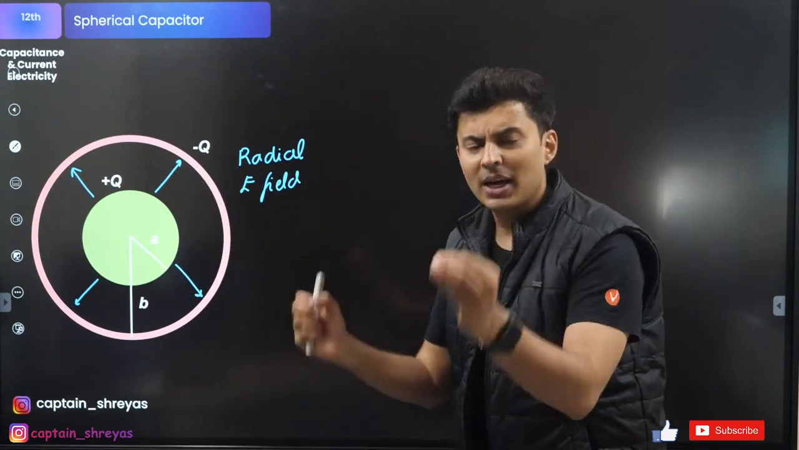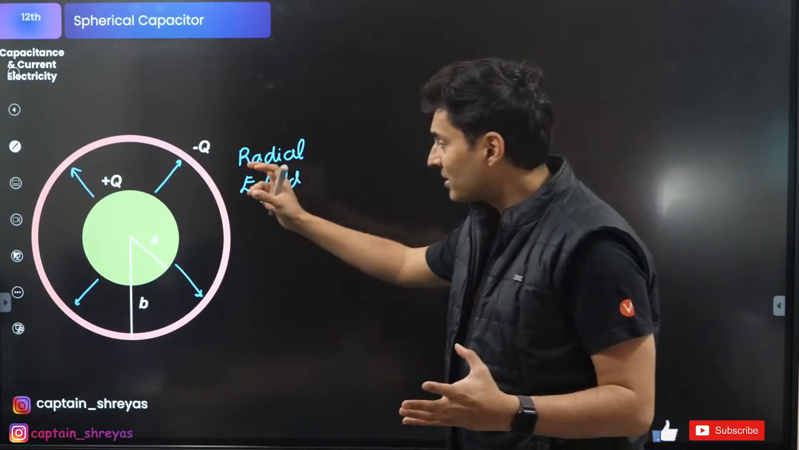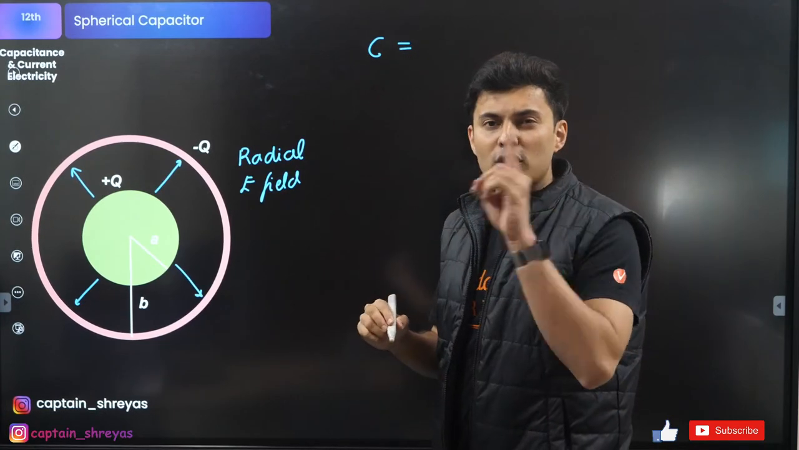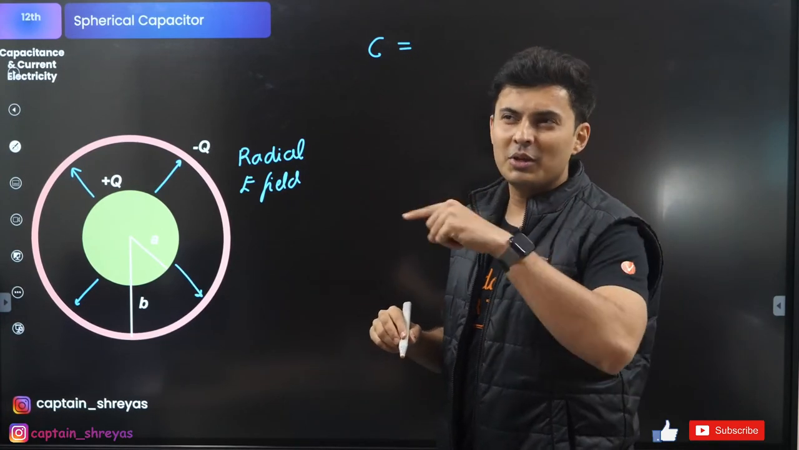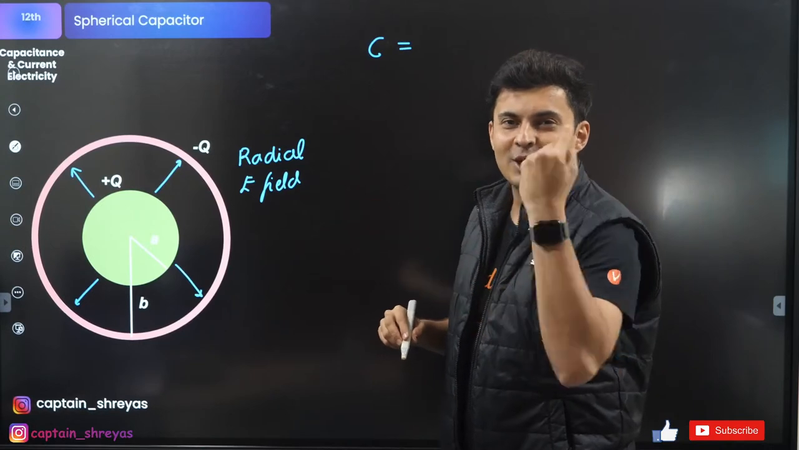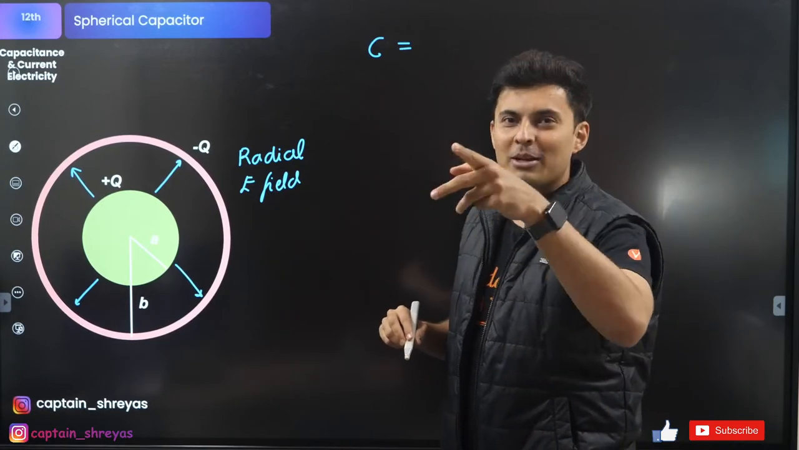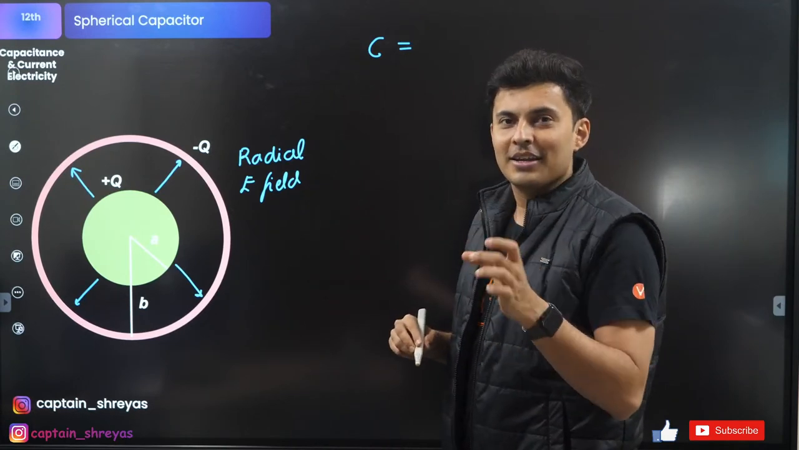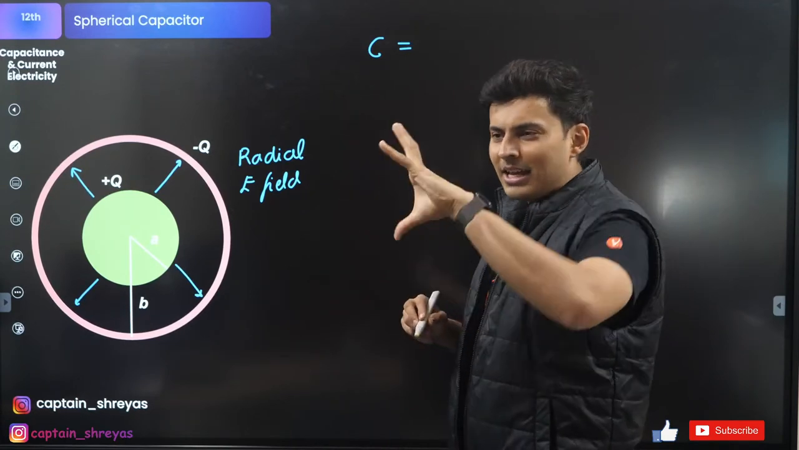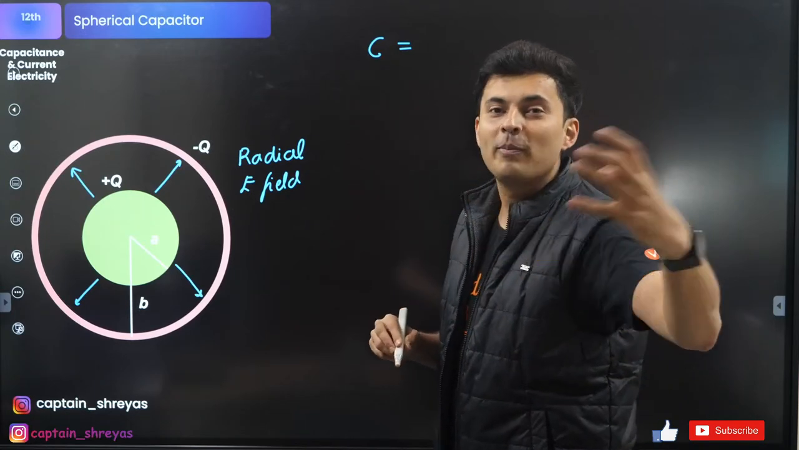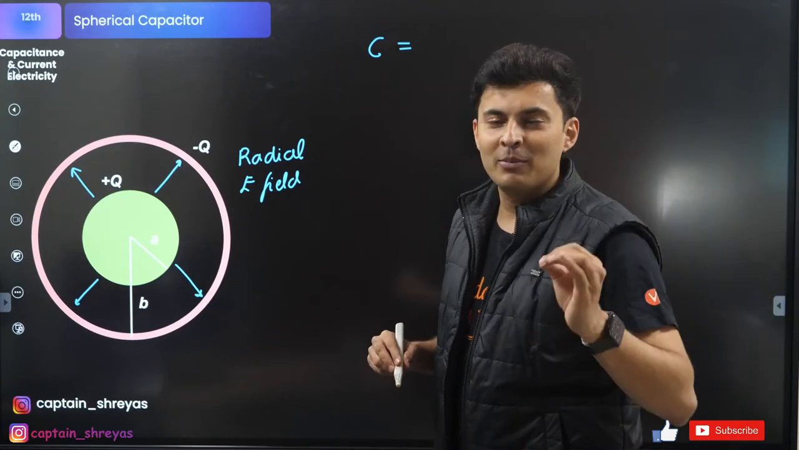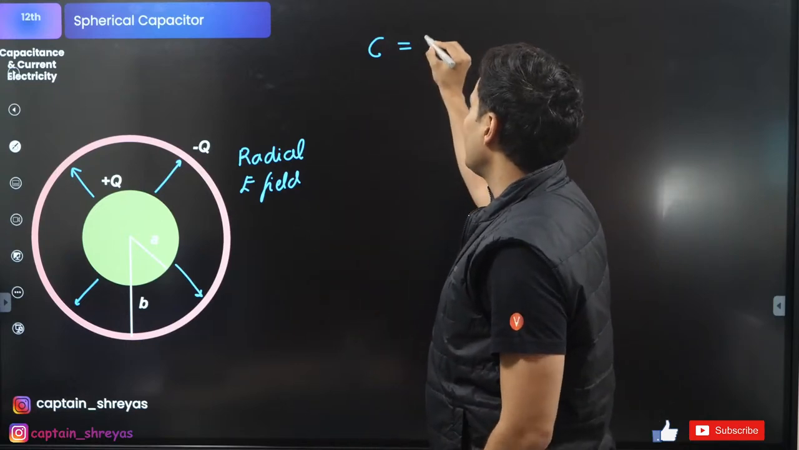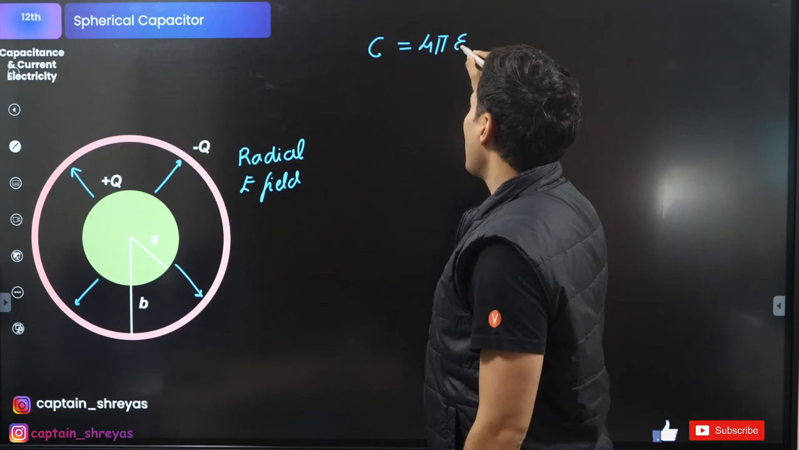Then when you find the capacitance of such a thing, for cylindrical it was 2 pi epsilon naught, just like the circumference, 2 pi r, of a cylinder or a ring. But for a sphere, when you calculate area, it is 4 pi r squared, so that 4 pi comes with a sphere. So I remember that for the spherical type, the capacitance is 4 pi epsilon naught.